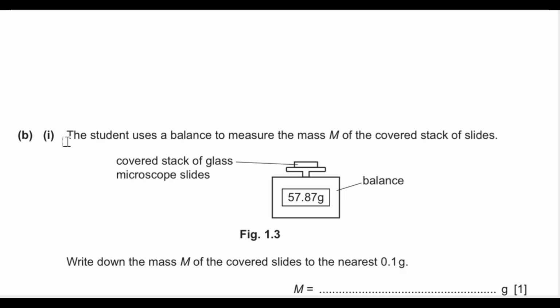Now, B part says, the student uses a balance to measure the mass m of the covered stack of slides. Here we have a balance on which we have the stack. Write down the mass m of the covered slides to the nearest 0.1 gram. That means to 1 decimal place. So here we have 7. At the 2nd decimal place we need to drop it as it is greater than 5, so I'll increase the number before by 1. So it would be 57.9 grams.